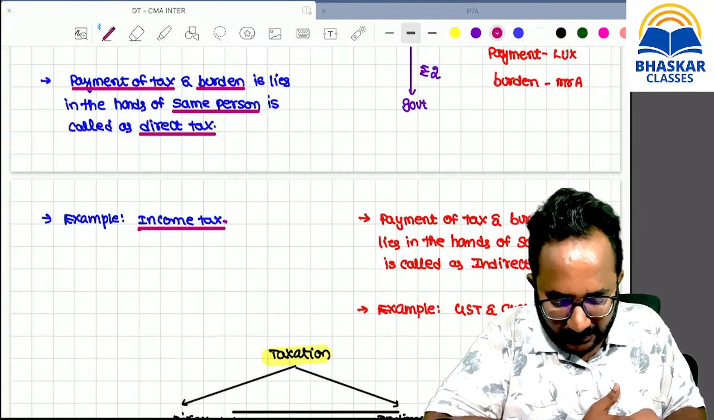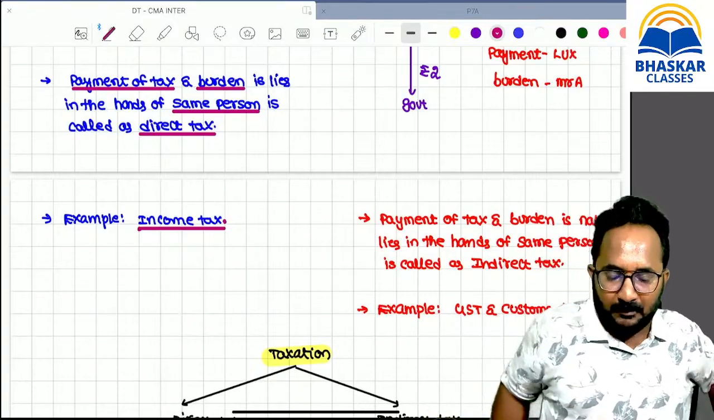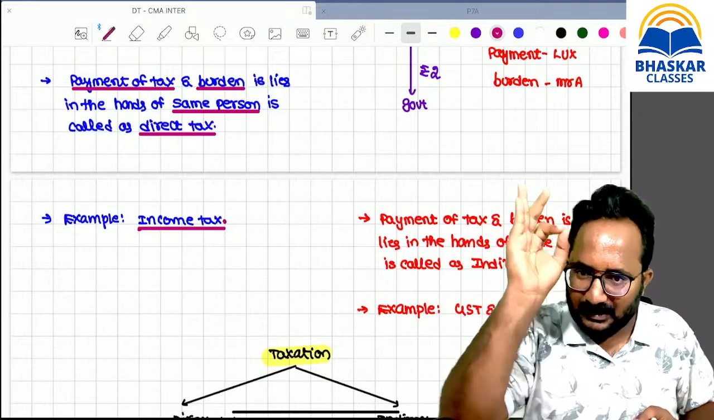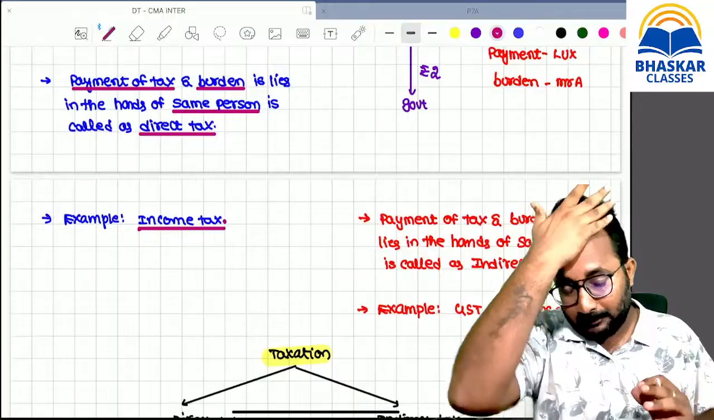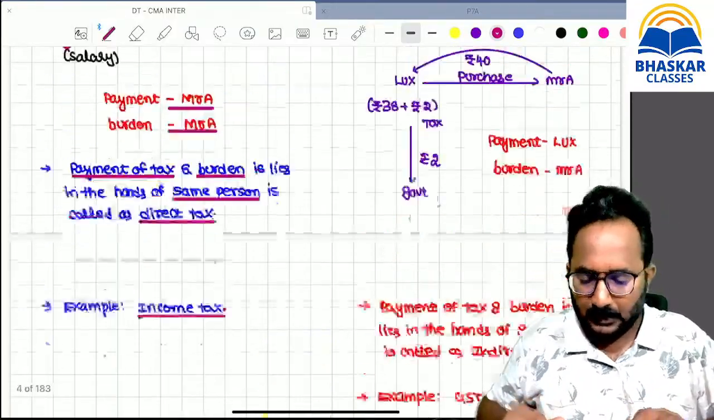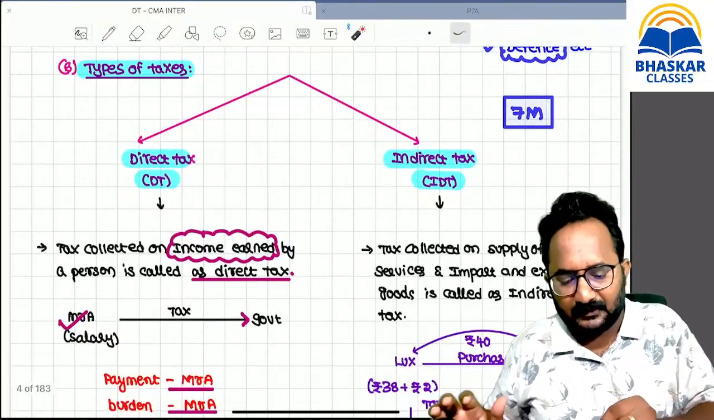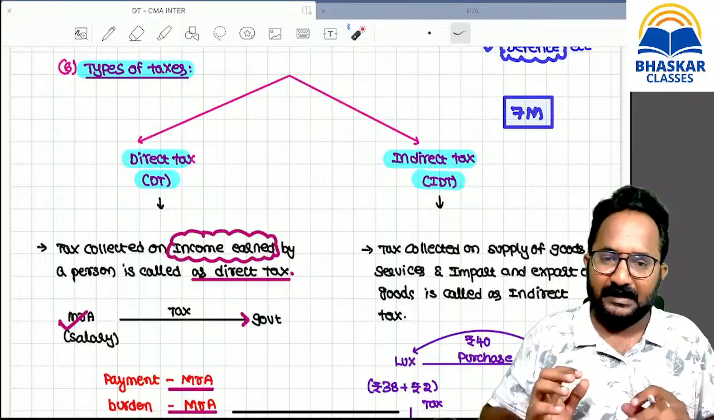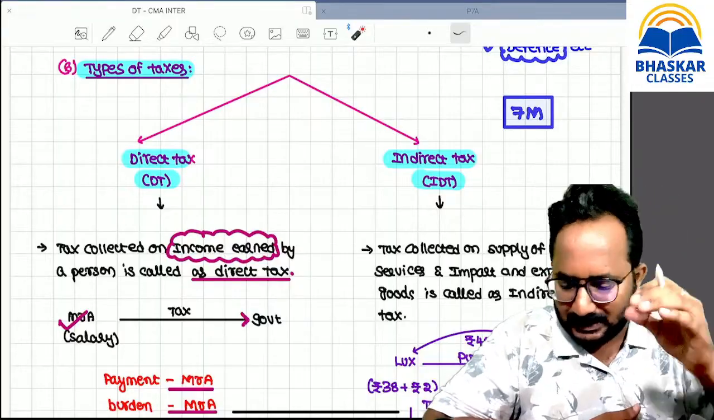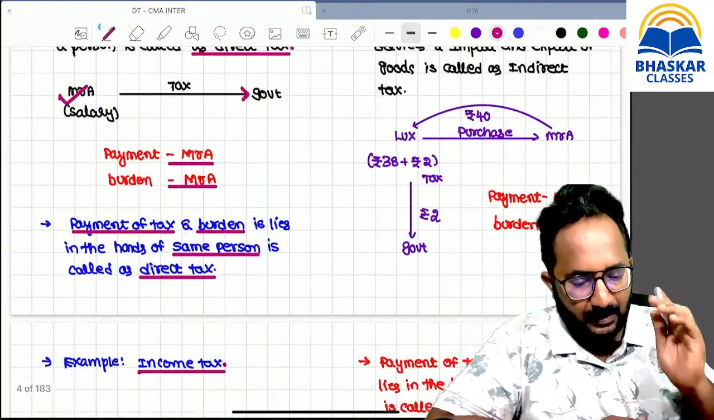As of now, at the final level, I will tell you one more type of tax, but for now it is enough. Please remember, only one type of tax is there for example purposes, that is income tax. Direct tax example, that means, sir, what tax is collected in the form of direct tax? Only income tax. That is what we have to learn. So next one, indirect tax. I will tell you one example.